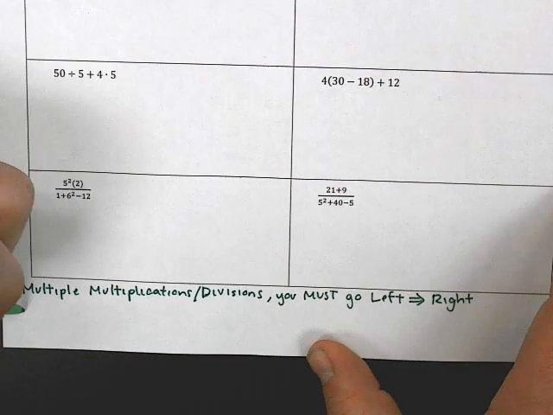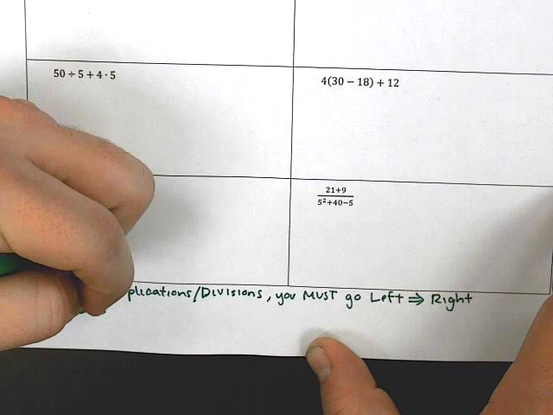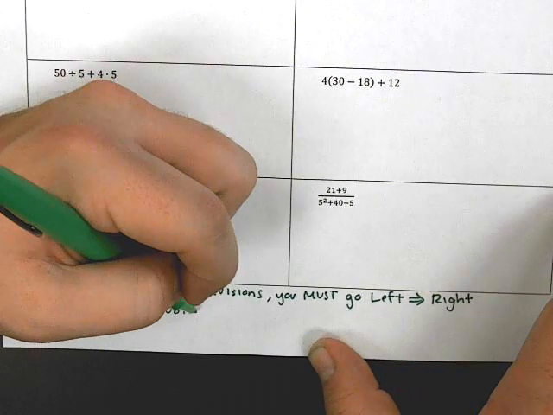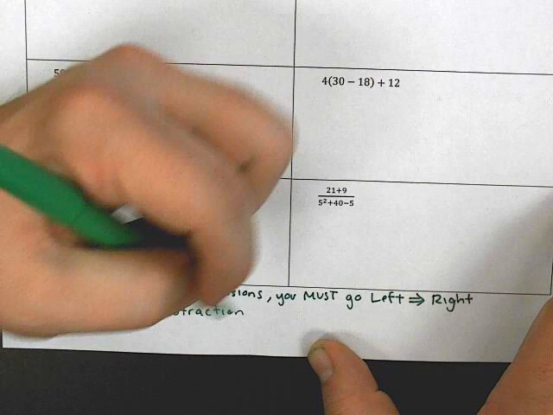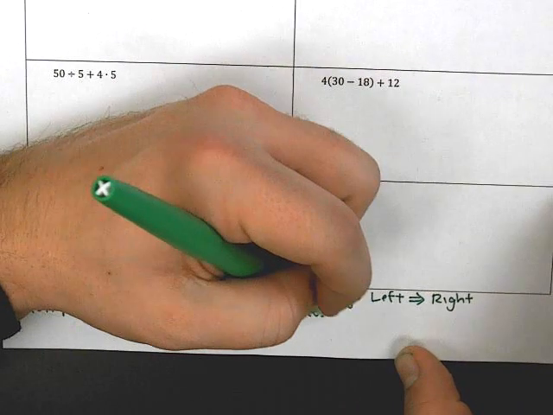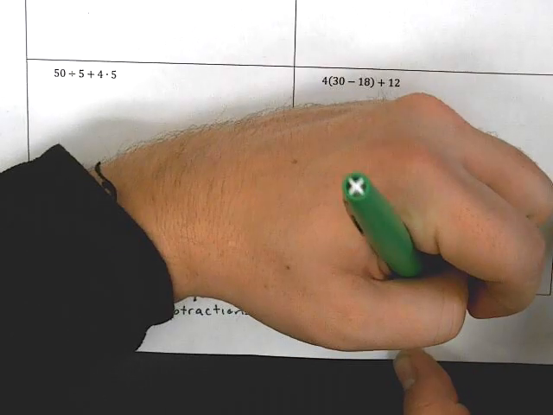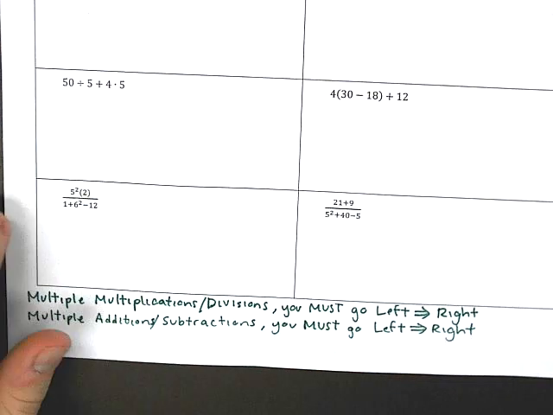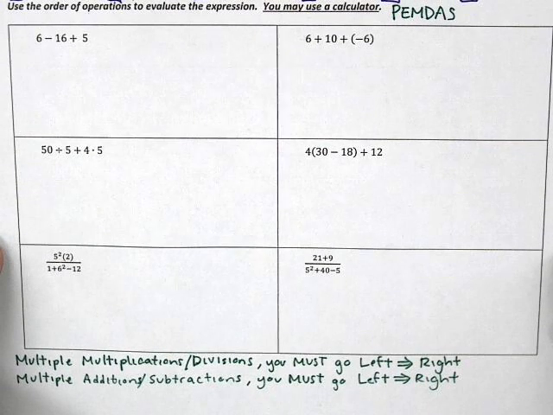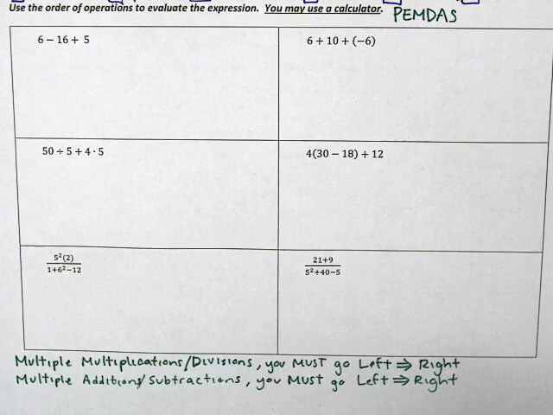And I'm going to say the exact same thing with addition and subtraction. When you have multiple additions and subtractions, you must go left to right. And we're going to see that in a little bit now that we have our notes taken. Okay? So, again, I'll try to leave it right here so we can see our PEMDAS and we can see our hints down at the bottom. But let's get to work now.